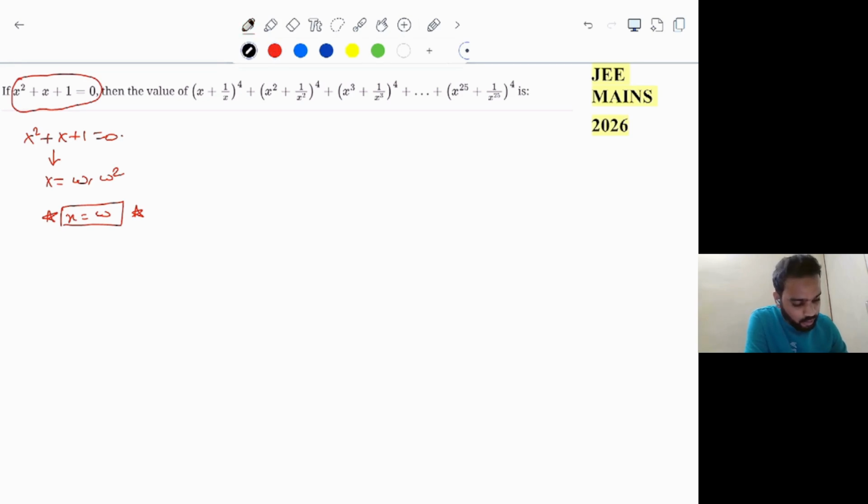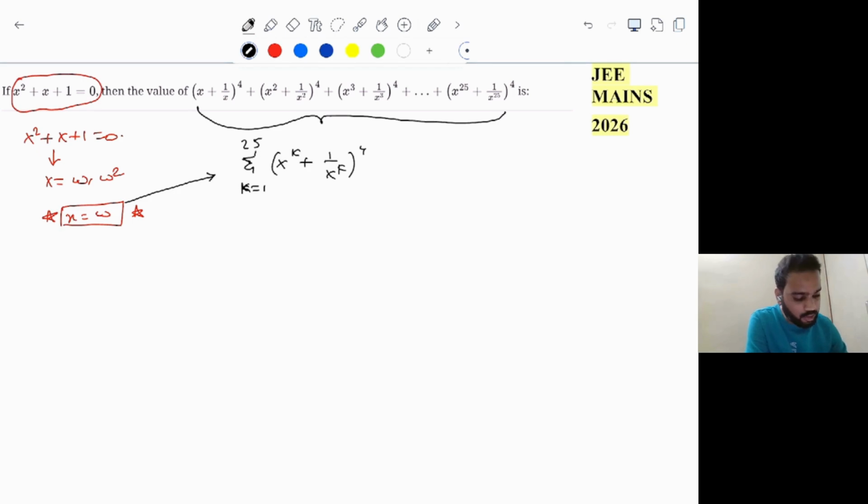So first thing what I'll do is I'll try to represent this entire thing in terms of a sigma notation. So I'm writing it as sigma r is equals to, or some k is equal to, that's up to us. K is equals to 1 to 25, x power k plus 1 by x power k whole to the power of 4. But we know that x is equals to omega from the first equation. Let's take it and substitute it here, from which we get sigma k is equals to 1 to 25. This will be nothing but omega power k plus 1 by omega power k whole to the power of 4.